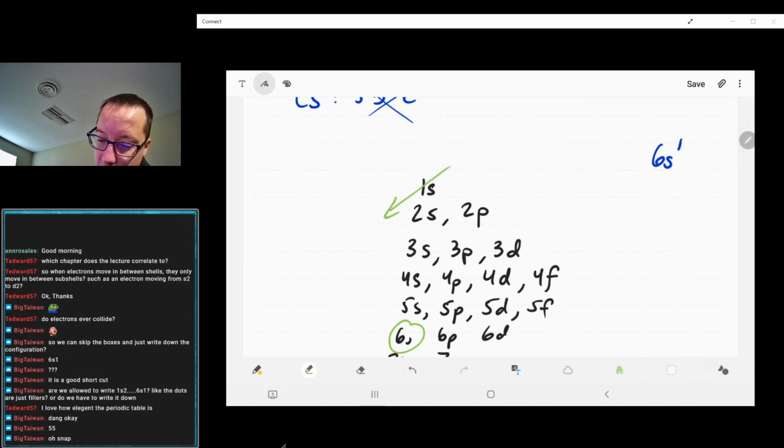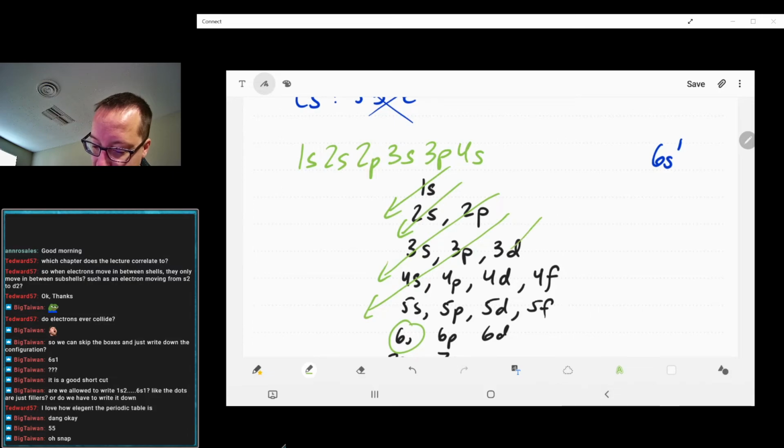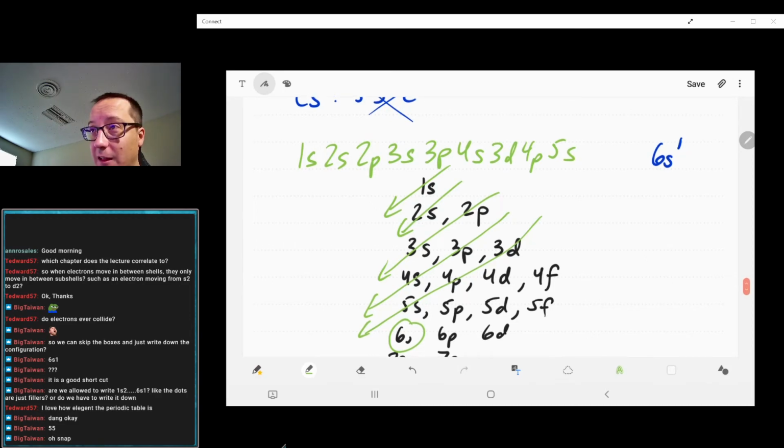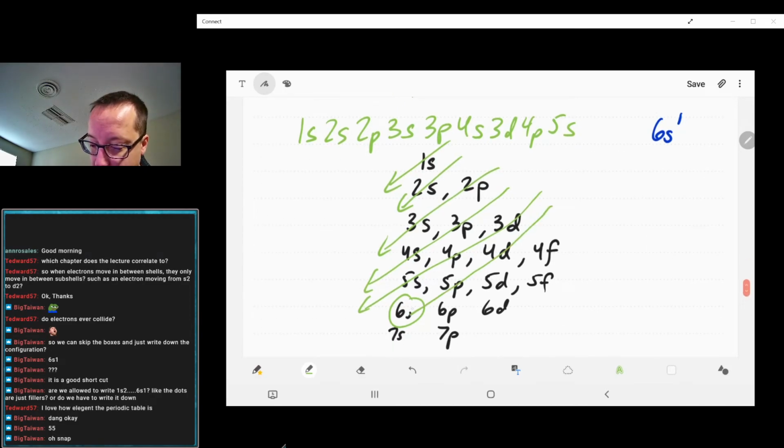So 1s will come first, then 2s, 2p, 3s, 3p, 4s, 3d, 4p, 5s. I'm just doing everything that my little arrows go through. Then 4d, 5p. These are all the orbitals that are going to be completely filled until we reach 6s.